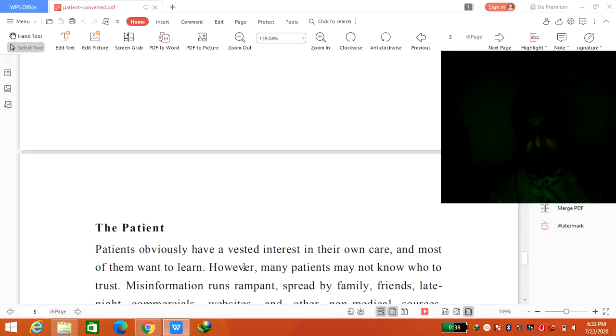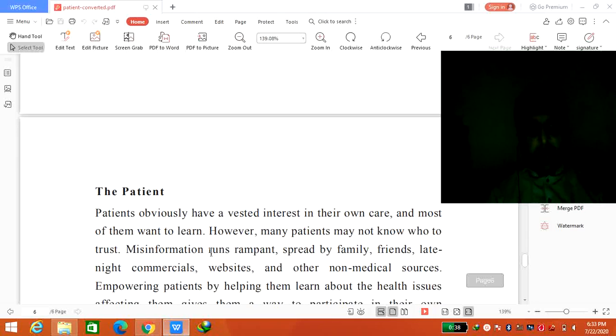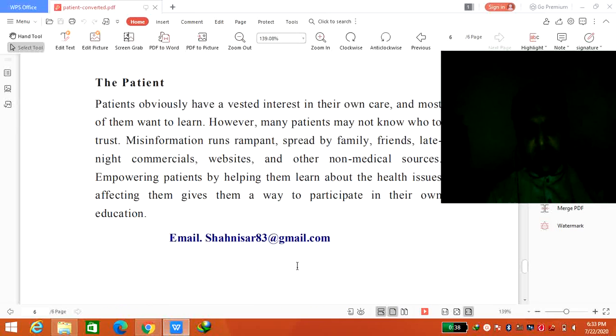Patients obviously have a vested interest in their own care, and most of them want to learn. However, many patients may not know whom to trust. That's the misinformation that is rampantly spread by family members and whatsoever. That's too much important. So that's why the patient has to show a keen interest while paying attention to all these points which I have shared, for better outcomes and better treatment. That's too much important for the patient's health and care.